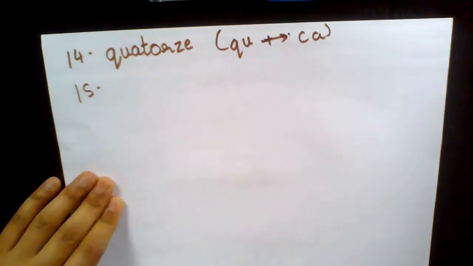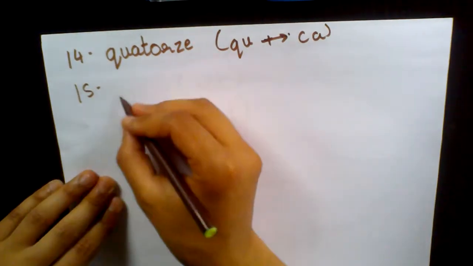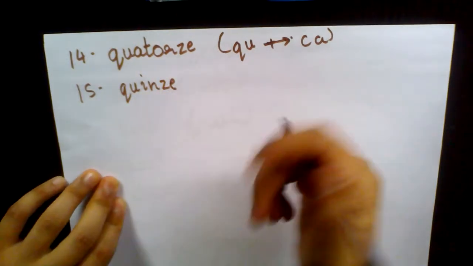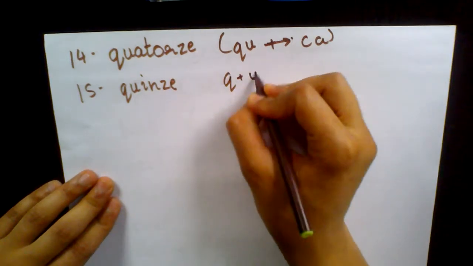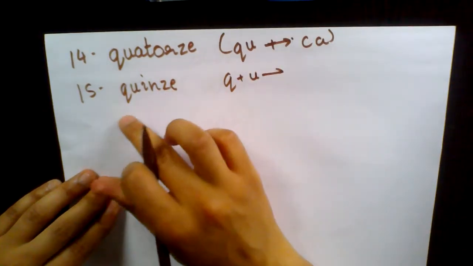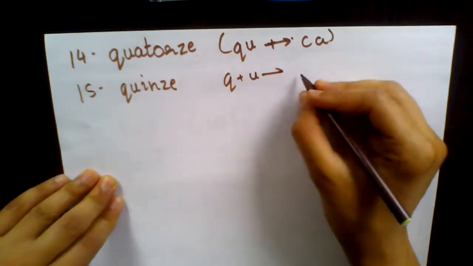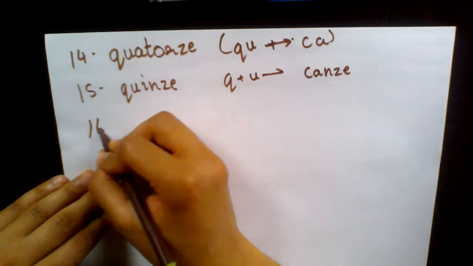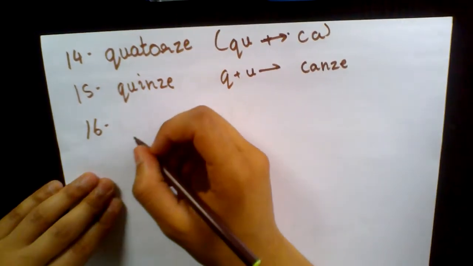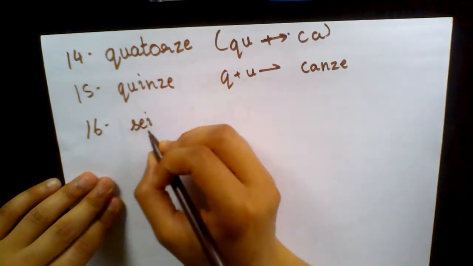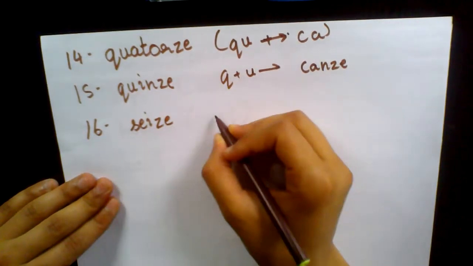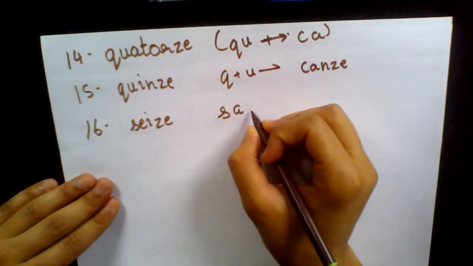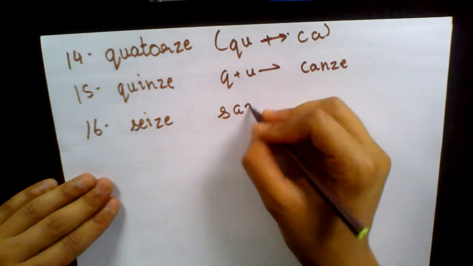Number 15, you have QUINZE. So again, Q plus U becomes K, so it becomes kanz. And the I is basically silent, kanz. Number 16, you have SEIZE, and it becomes sez, maybe like "sayz".